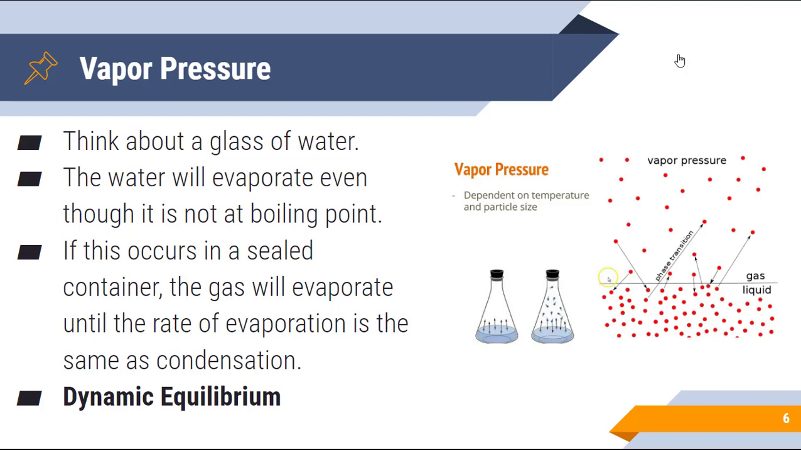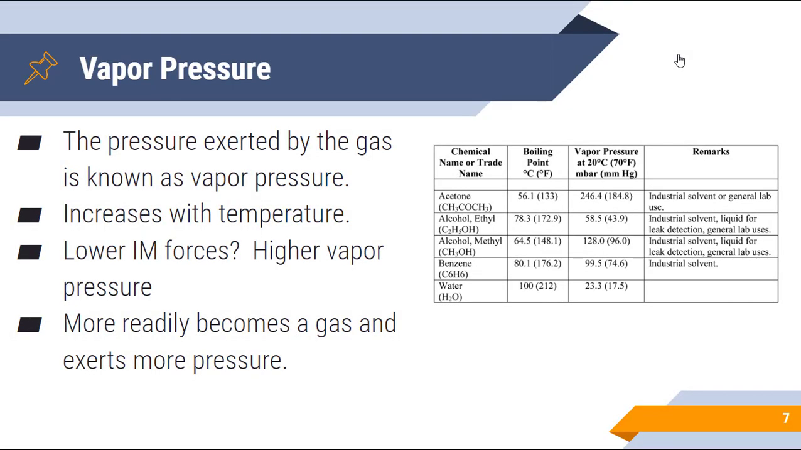So when we talk about vapor pressure, keep in mind that when you put this in a sealed container, the rate of evaporation is the same as the rate of condensation. It makes sense. That's why we capped our flasks in the previous lab. We capped them so that the evaporated gas would not leave. It'll stay inside the container because the rate of evaporation is the same as the rate of condensation. So whatever evaporates eventually just condenses once again. The pressure that's exerted by the gas is actually known as vapor pressure.